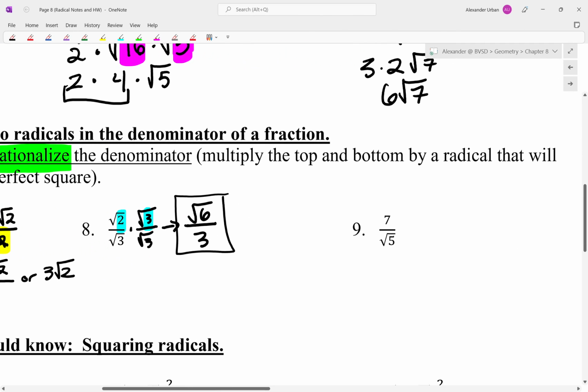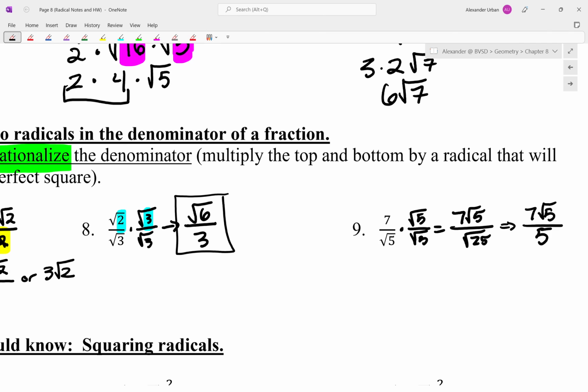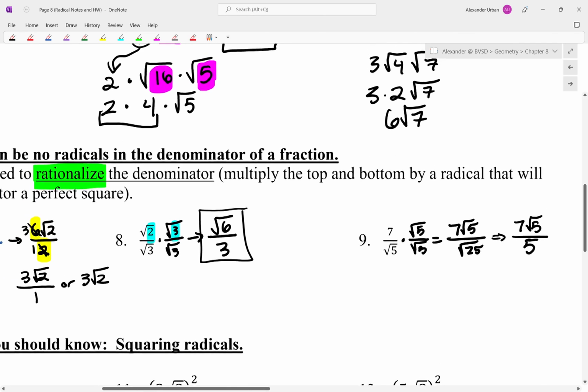Last but not least, we have the 7 divided by root 5. We're going to multiply both top and bottom by root 5 because when we do that, we end up with 7 root 5 over root 25. That's a perfect square. And we end up having our final form of 7 root 5 over 5. Now we can't really go any further than this because 7 divided by 5, they're both prime numbers. We'll just leave it as that. So 7 root 5 over 5.